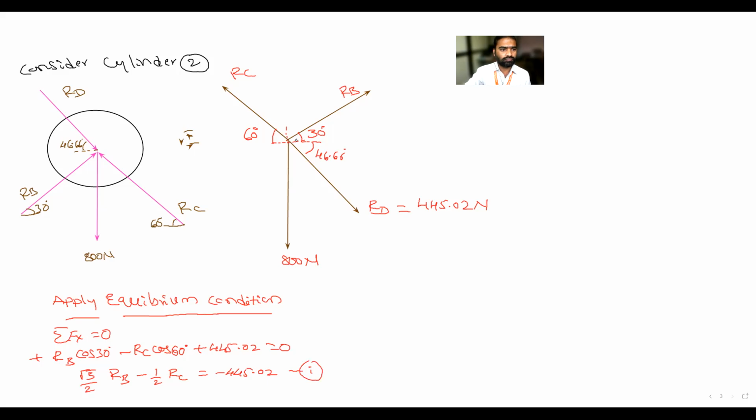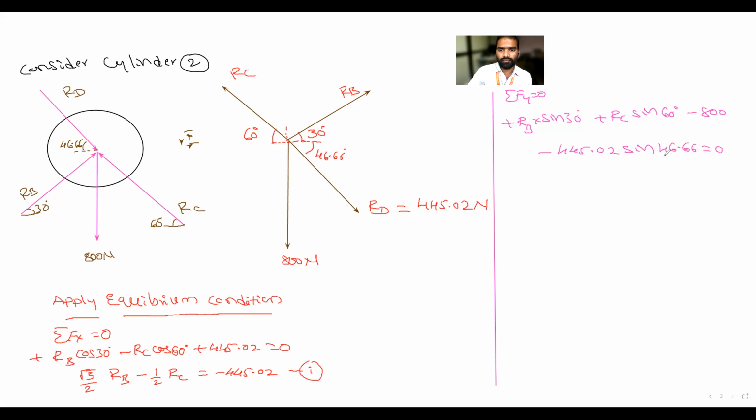Next, I will consider another equation. What is that other equation? Sigma Fy is equal to 0. So consider Fy. What is the Fy component of RB? Plus RB sin 30 degree. Next, RC is moving in the upward direction, plus RC sin 60 degree. Next, 800 is moving downward, minus 800. Next, minus RD is moving downward, 445.02 sin 46.66 is equal to 0.